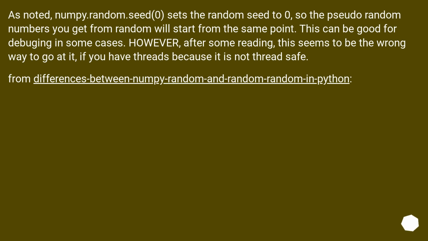As noted, numpy.random.seed(0) sets the random seed to 0, so the pseudo-random numbers you get from random will start from the same point. This can be good for debugging in some cases. However, after some reading, this seems to be the wrong way to go about it if you have threads, because it is not thread safe. From differences between numpy random and random random in Python.